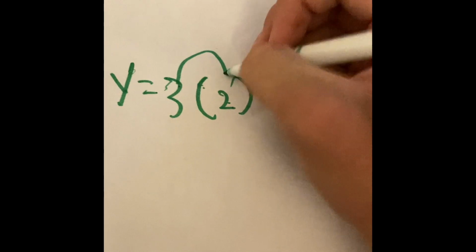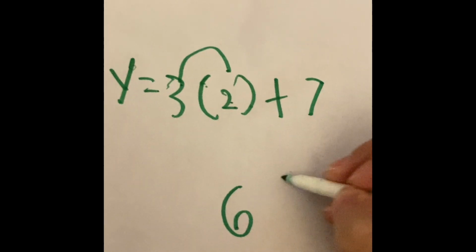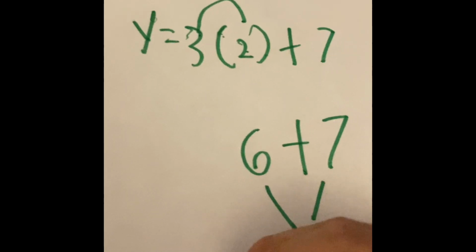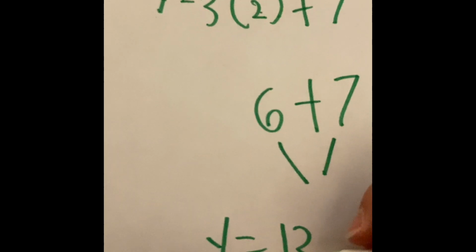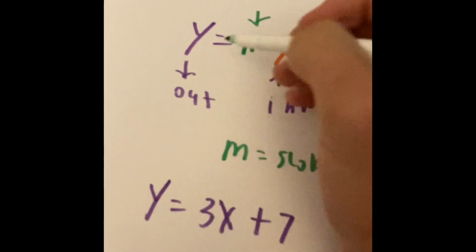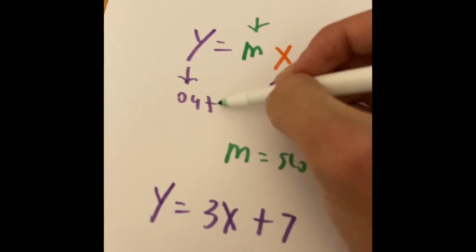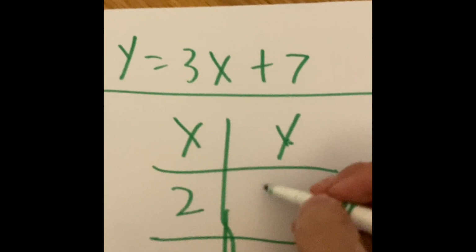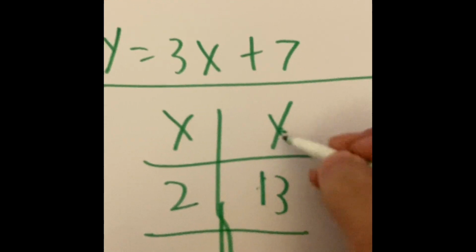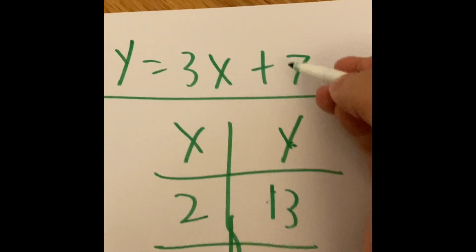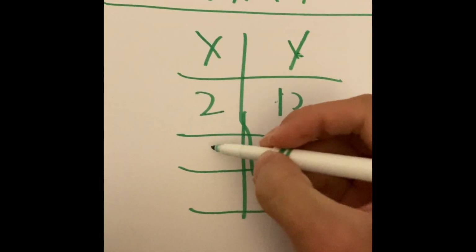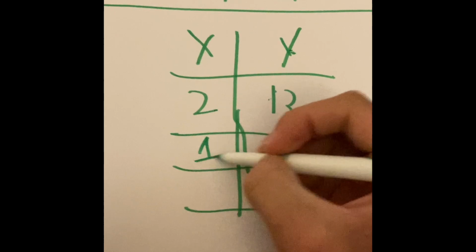3 multiplied by 2 is 6. And if we add 7, we're going to get an answer of y equals 13. Just like what we said when we were introducing the equation, your y is going to be your output. So what we got when we inserted 2 for x is 13 as our y. Let's insert another one. What happens if we insert 1 in for x?